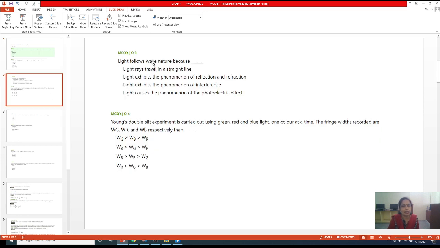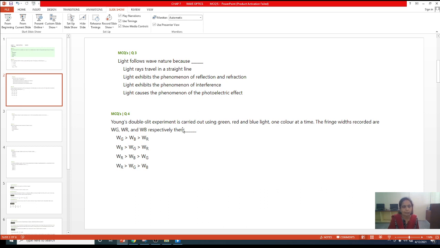Light follows wave nature because light rays travel in a straight line. Light exhibits the phenomena of reflection and refraction. Light exhibits the phenomena of interference. Light causes the phenomena of photoelectric effect. Wave nature means it is related to interference. Therefore, option C is correct. Light exhibits the phenomena of interference.